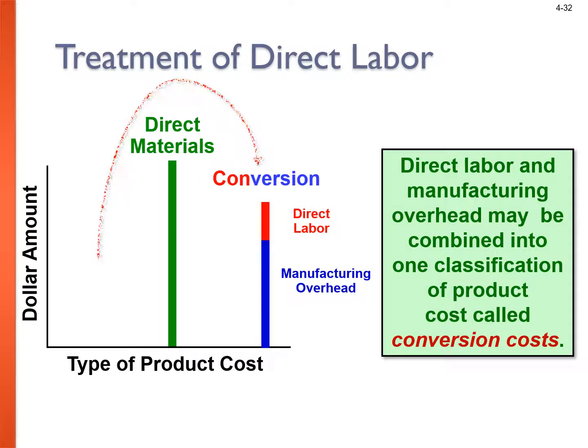Direct labor and manufacturing overhead are sometimes, and usually, combined into one classification of product costs called conversion costs. So instead of keeping them separate, we'll have direct material costs and we'll have conversion costs, which was defined back in Chapter 1: direct labor plus manufacturing overhead.